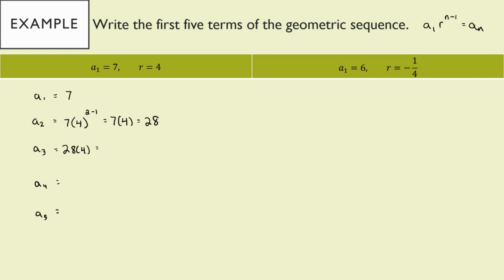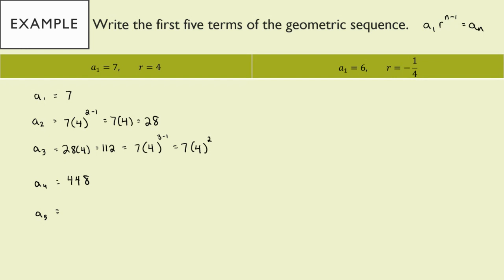You could do 28 times 4 because you know that you're doing the first 5. And doing this on my calculator, that's 112. Otherwise, what you could do is 7 times, if we're using the formula, 3 minus 1, so it'd be 7 times 4 squared, and you'll still get 112. So it's easy enough when you're doing the first 5 terms that as long as you know what r is, you can just keep multiplying.